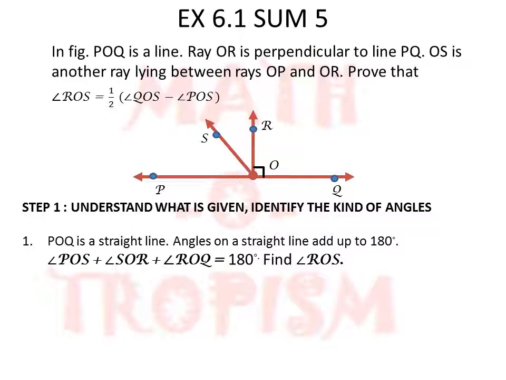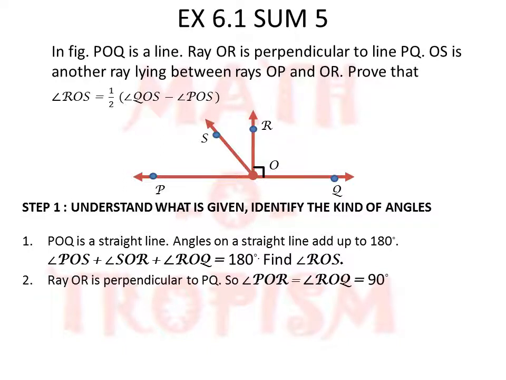Similarly, they have also given that OR is perpendicular to line PQ. What does that mean? It means angle ROQ and angle ROP are equal to 90 degrees, because perpendicular means it cuts the line at 90 degrees. So both POR and ROQ are 90 degrees. In the first equation, where we found ROS, we can substitute this 90 degrees for ROQ.